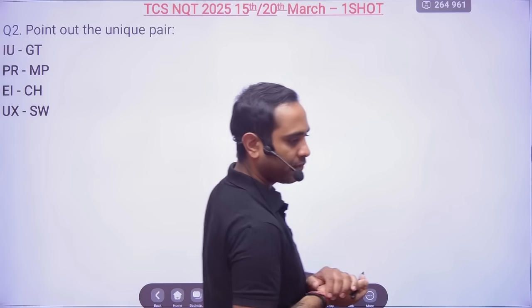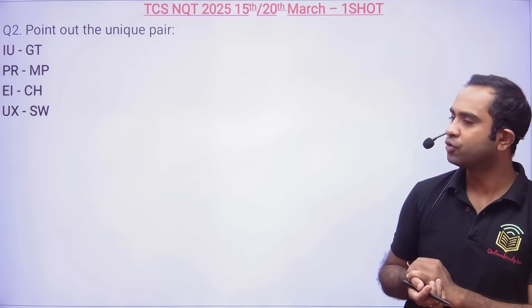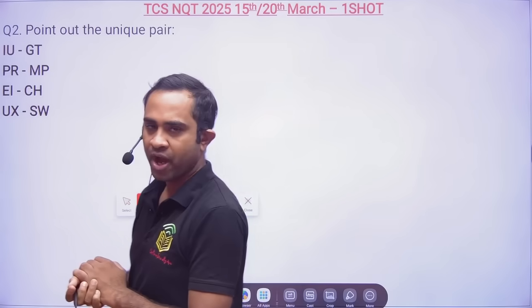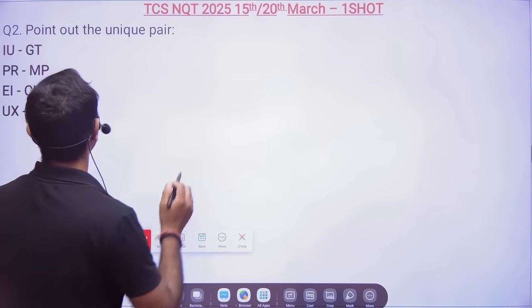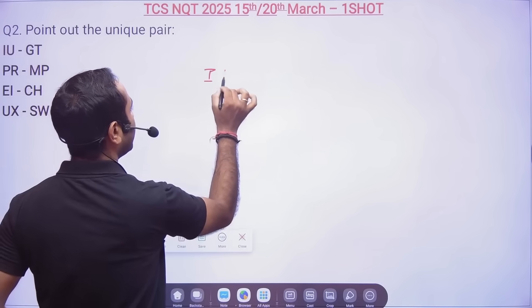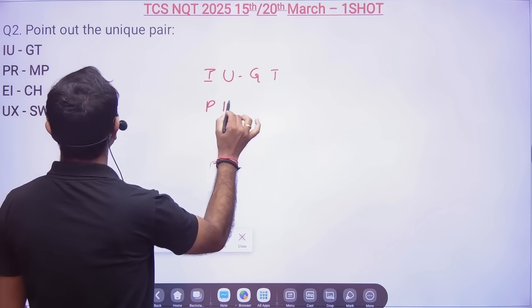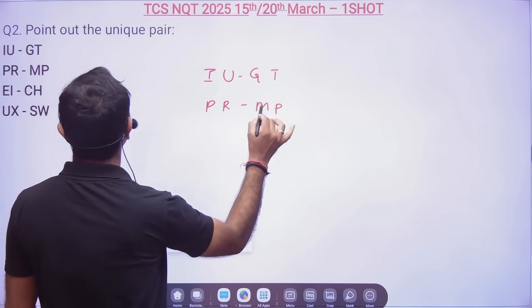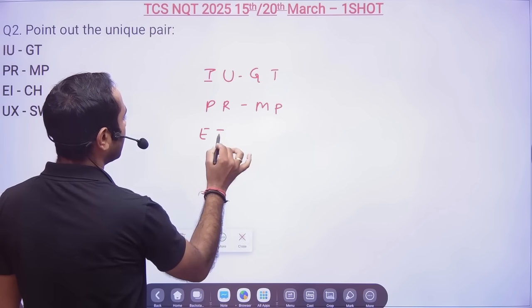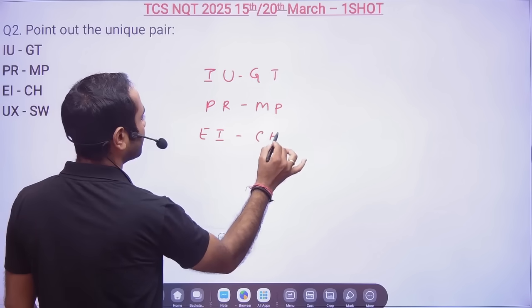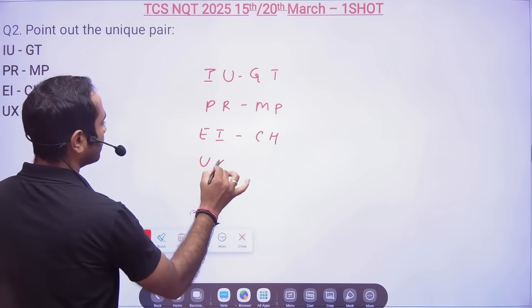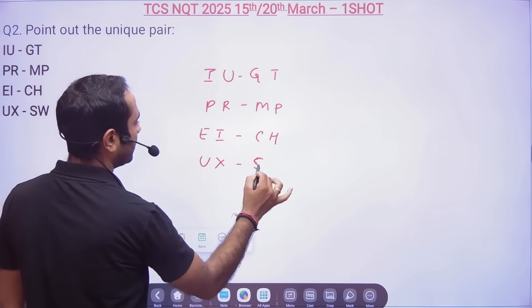Question number 2 is: point out the unique pair. This is a question from the topic reasoning. So we have IU, GT, PR, MP, EI, CH, UX, and then SW. Correct?